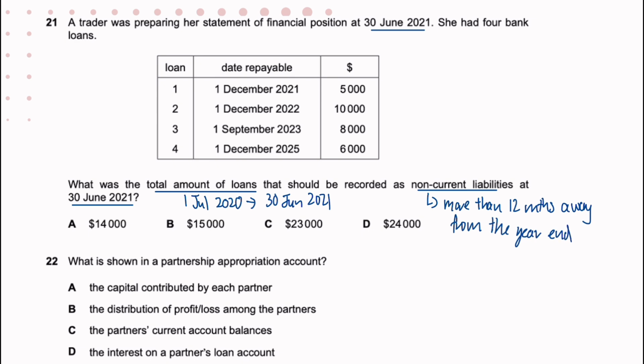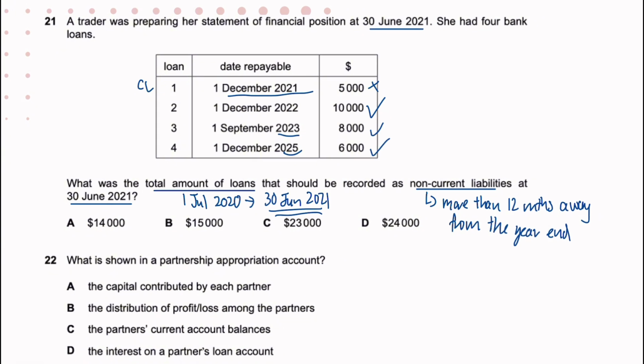First, 1st December 2021. You can see this one is within our accounting period, right? So we exclude this. This should be a current liability. 1st December 2022. Okay, we can count. It's more than 1 year from this date, so it's a non-current liability. And the rest you don't need to check. It's very obvious that these are all non-current liabilities. So you just add up 10,000, 8,000, 6,000, it will give you 24,000.